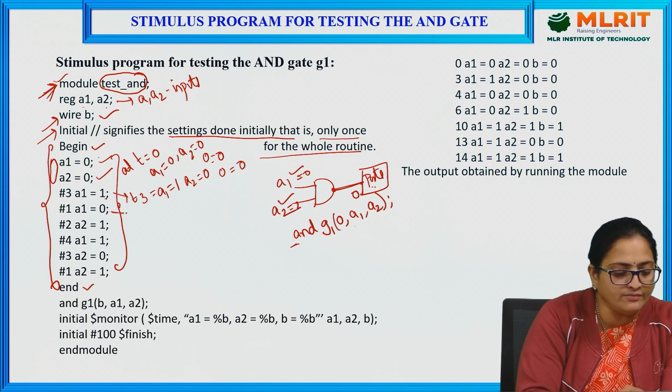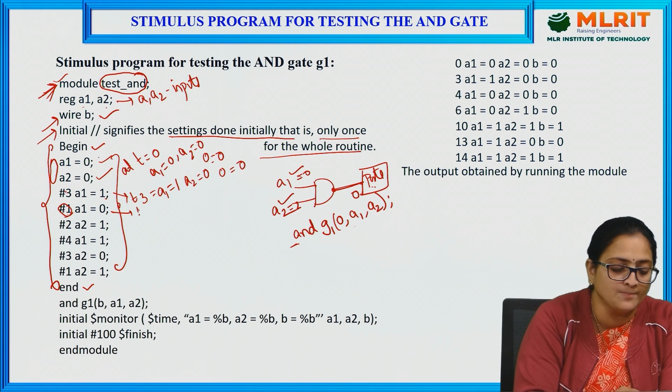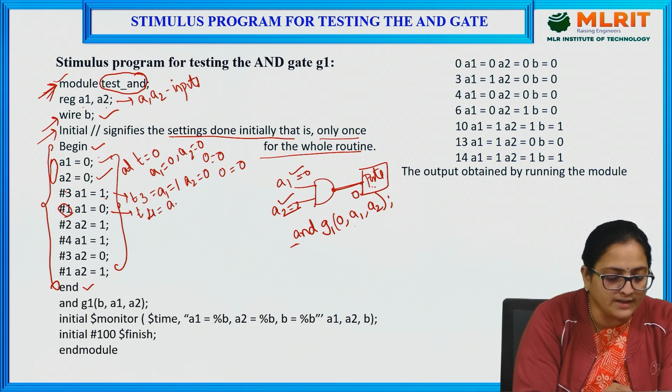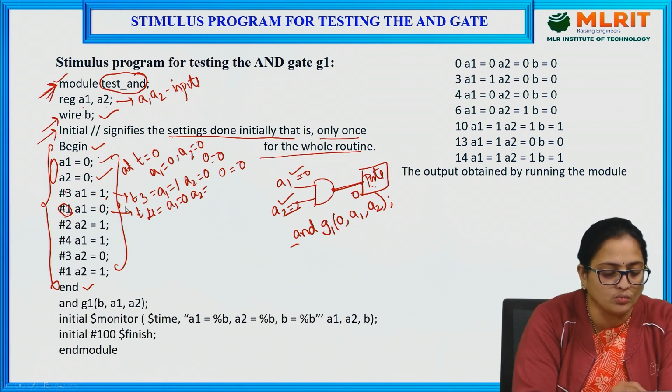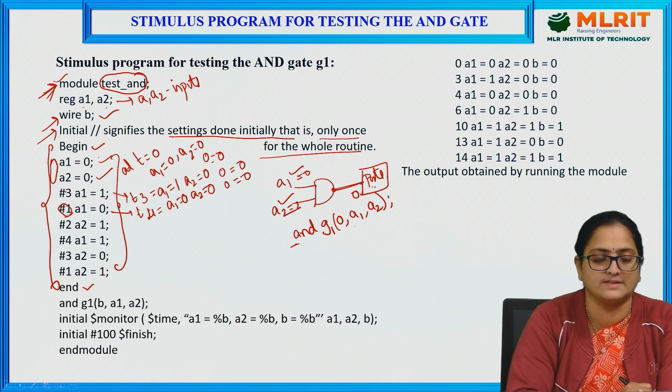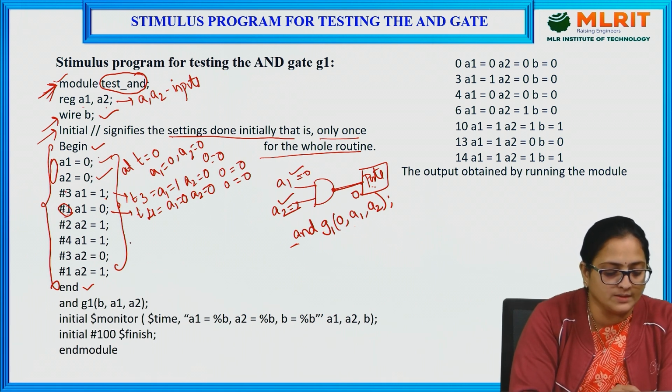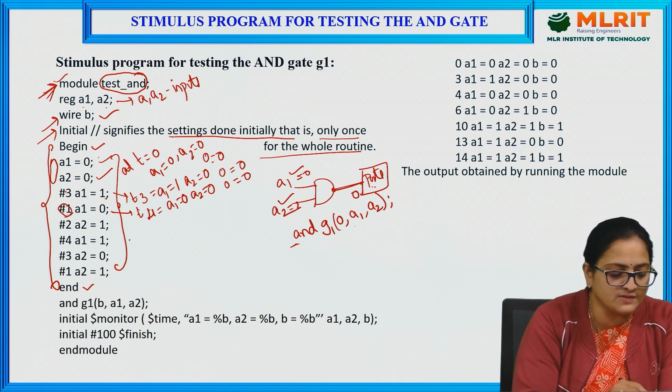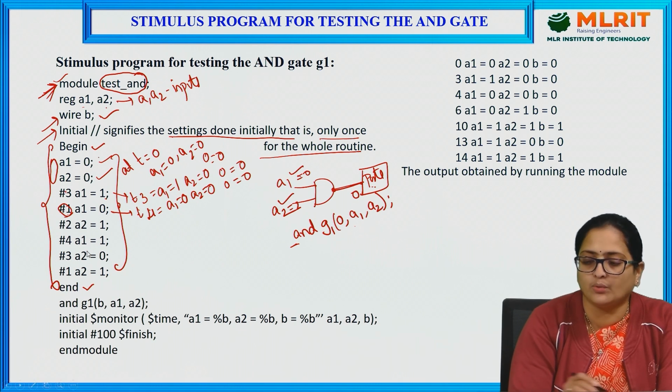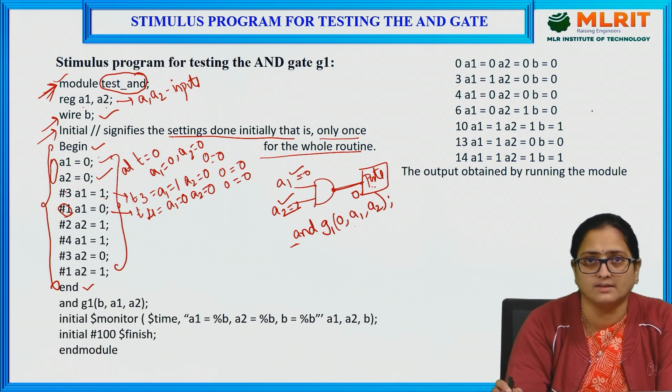Next, after 3 plus 1, after one time interval, it waits for one time interval, that is at time t is equal to 4. Again, A1 value changes to 0, but I didn't ask to change the A2 value, so A2 value remains 0 and output will be shown as 0. Similarly, it executes all these statements. How it is executing will be shown here later.